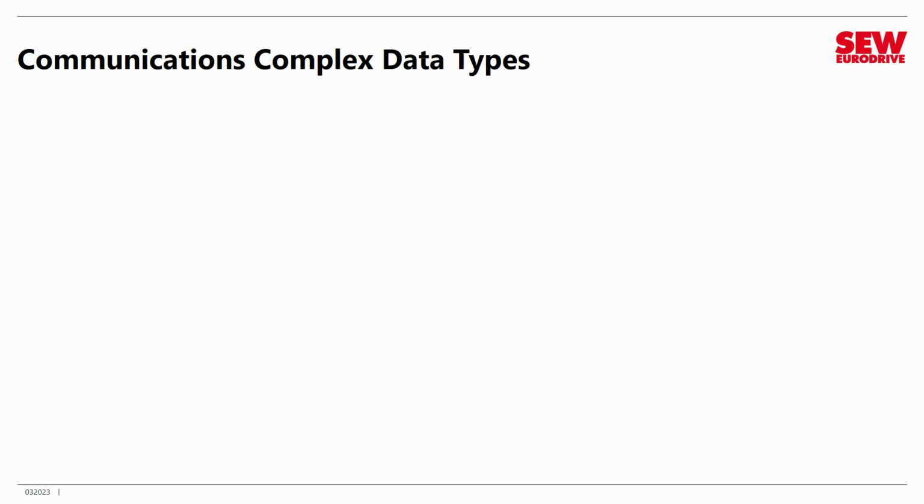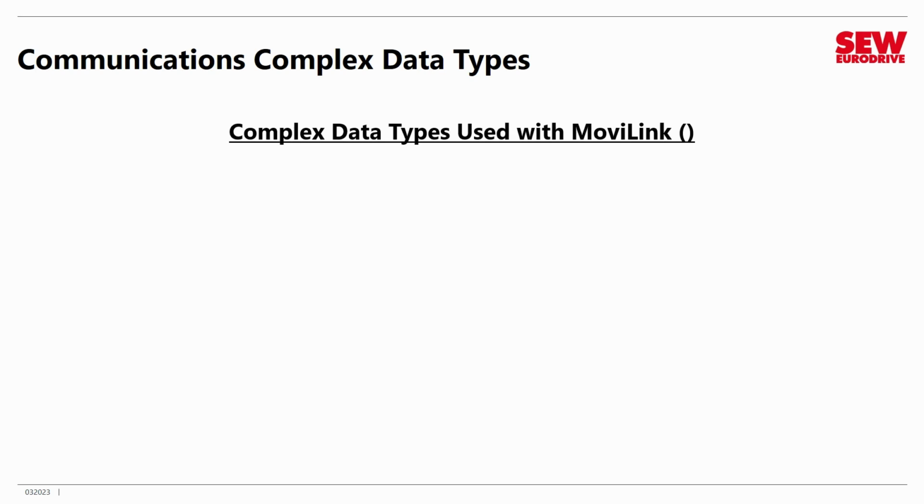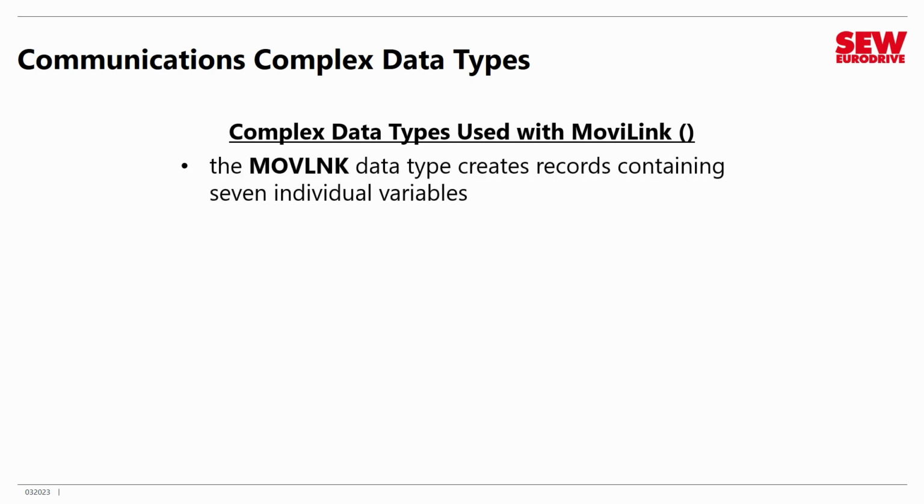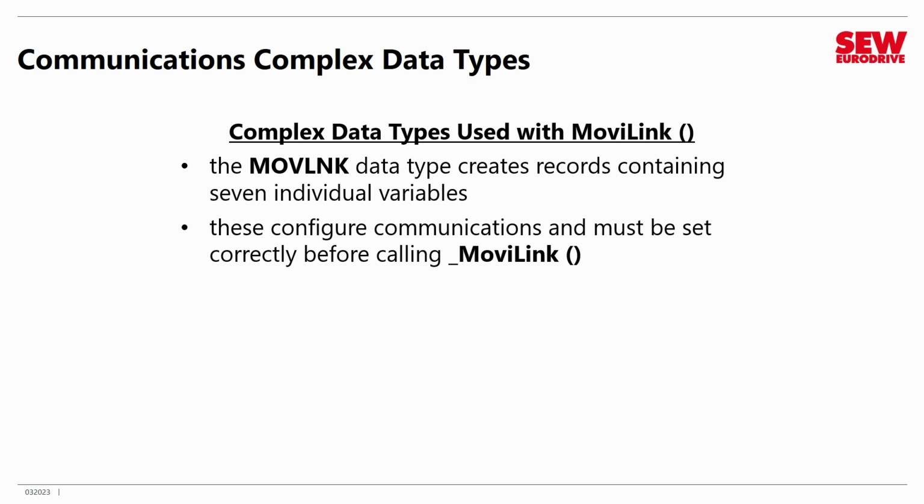Now, the MoviLink function relies on two complex data types built into IPOS. So these are the two complex data types used. The first is called MoveLink. This creates records containing seven individual variables. And what these do is configure the communications. So you have to set this up before calling the MoviLink function.